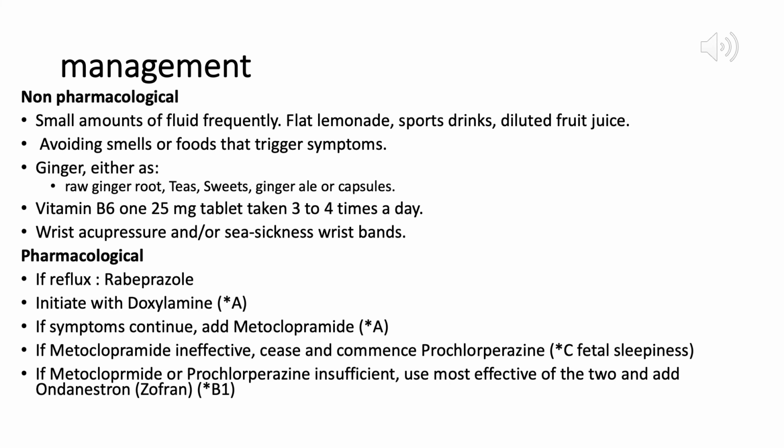In pharmacological management, if the patient has reflux, we can advise them to take rabeprazole. And if no reflux, the first medical treatment that we prescribe is doxylamine, which is pregnancy category A. Then if the symptoms do not respond, we add metoclopramide and then prochlorperazine, and the last resort is ondansetron.